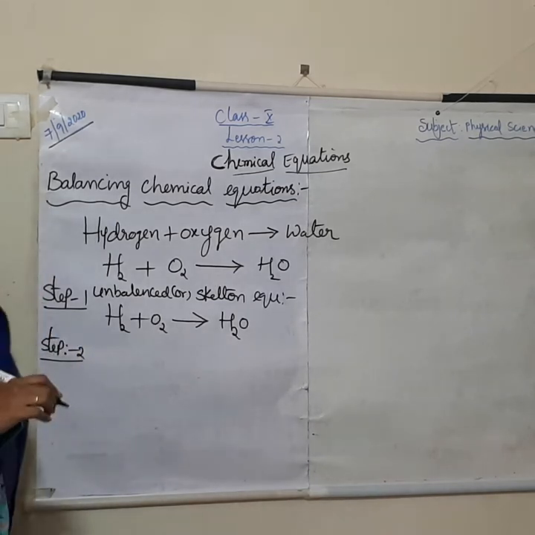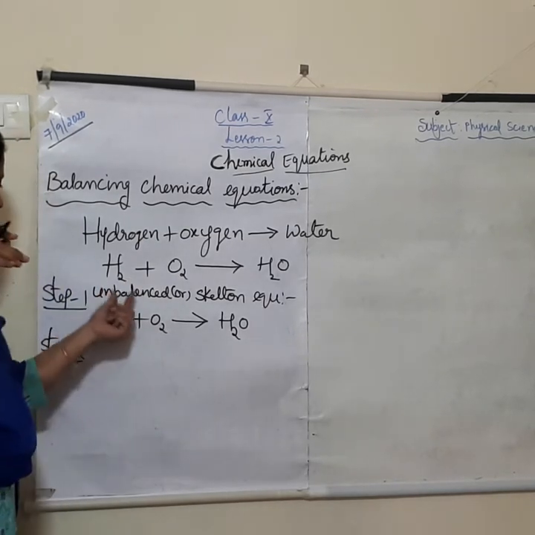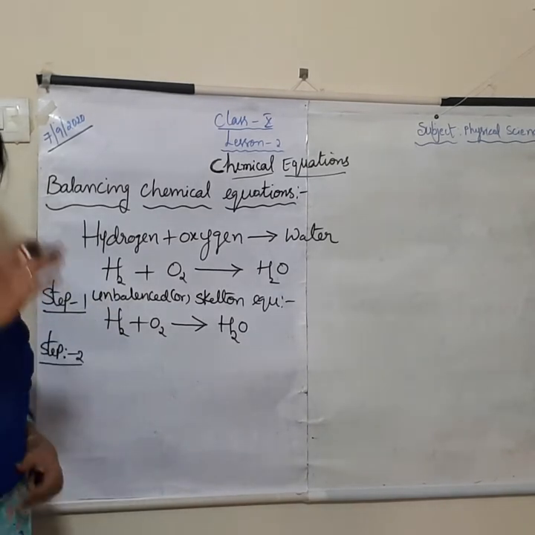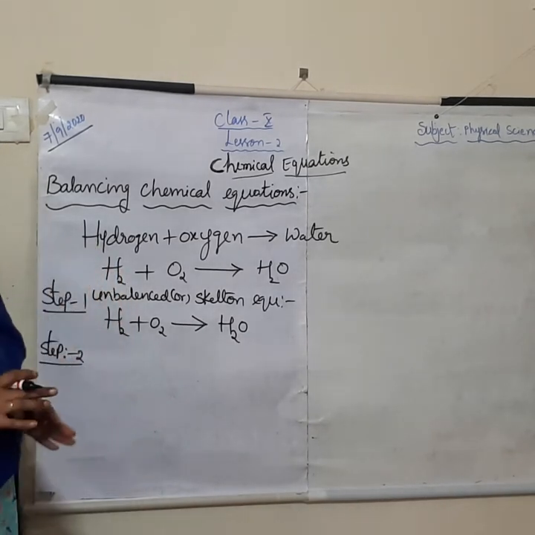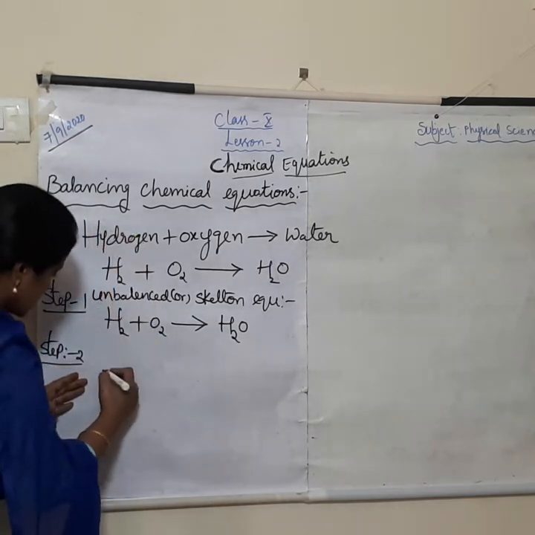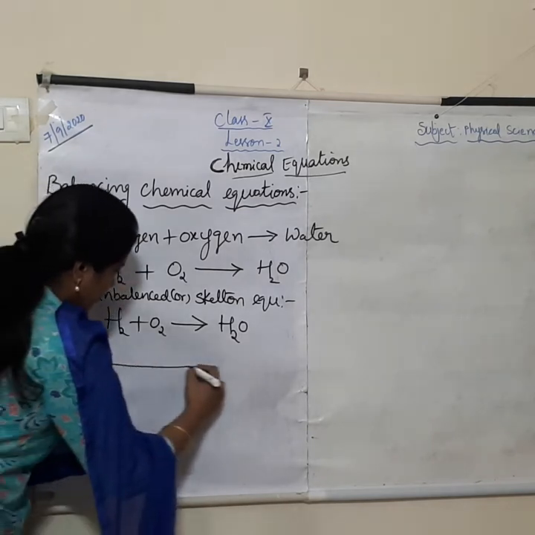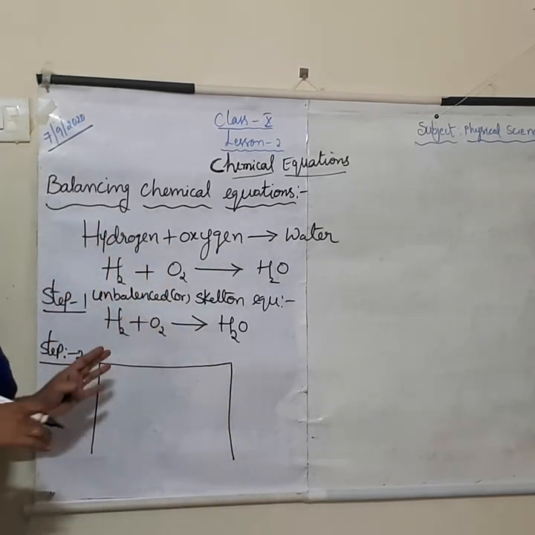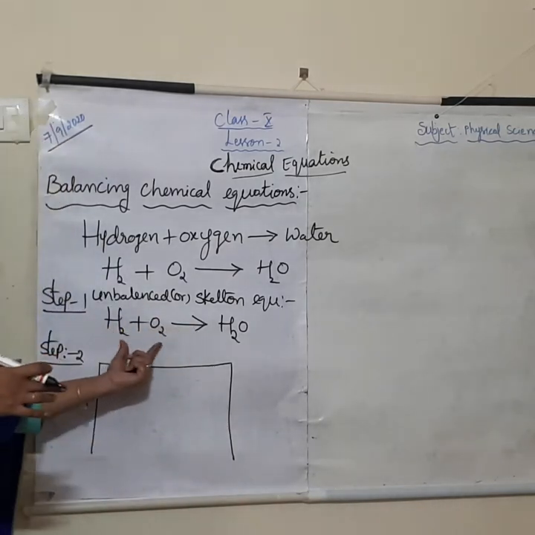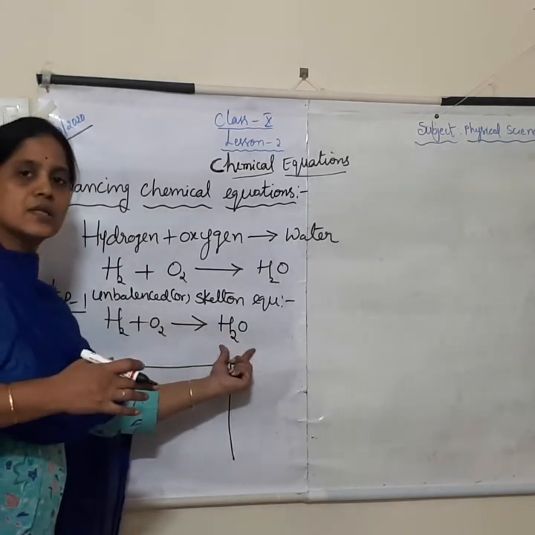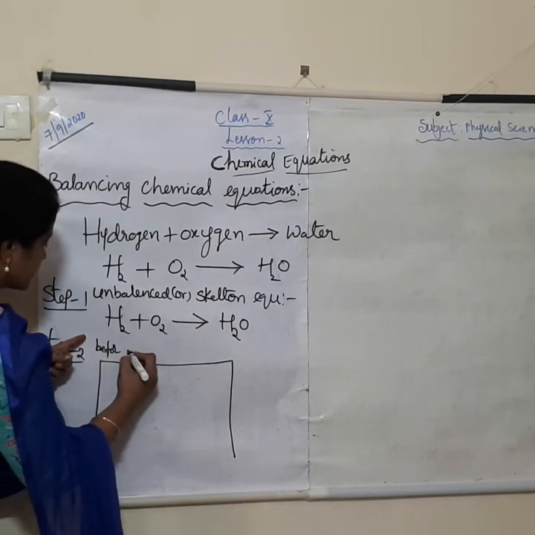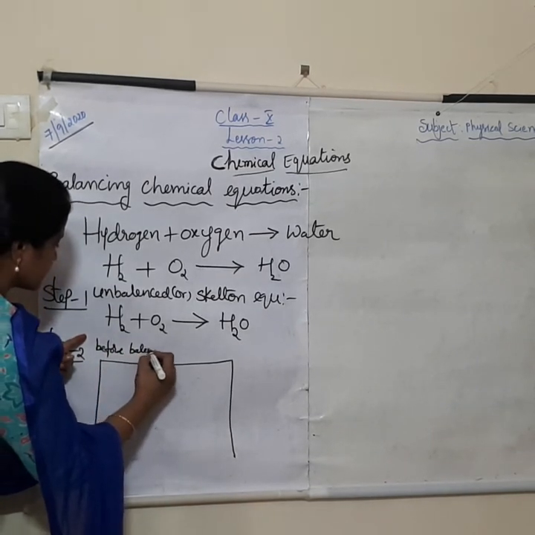Now step 2. In step 2, you first write, on the reactant side and the product side, how many atoms of the particular elements are there. First you write it in tabular form and then you must balance it. Before balancing, we must write the number of atoms on the left hand side and the number of atoms on the right hand side. This is before balancing.